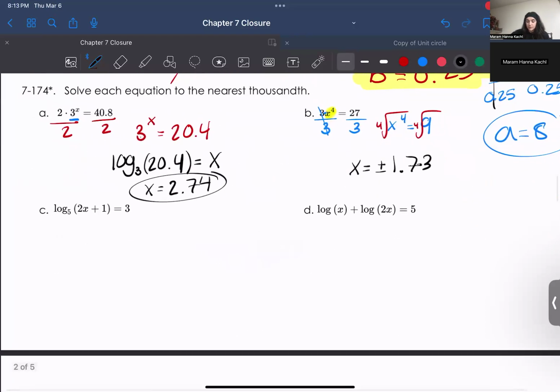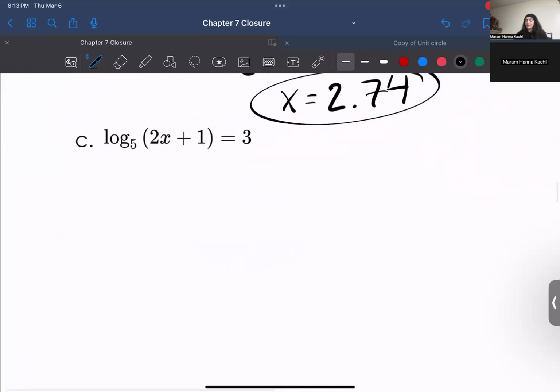Part C deals with logs again, except this time I really can't do much until I rearrange it into exponential form. So my base is 5. I'm going to start with that. The exponent should be 3. And then we're equal to this part in parentheses, 2x plus 1. And then now from there I can solve.